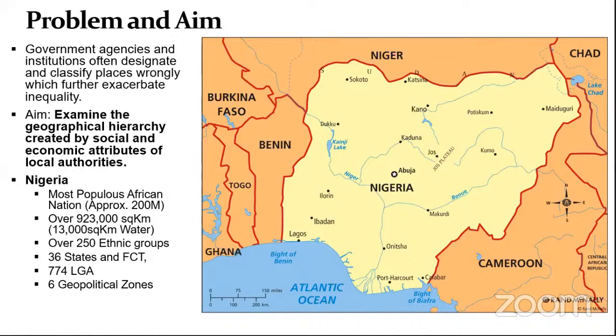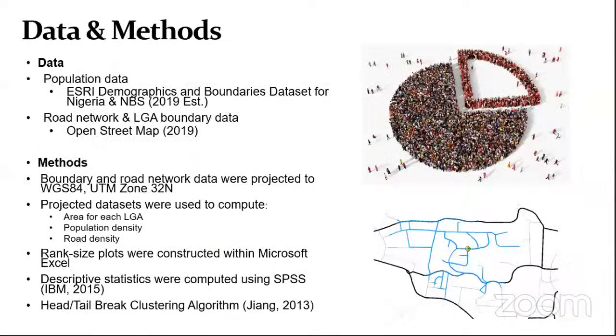Nigeria is the most populous African nation, standing at about 200 million people, with over 250 ethnic groups, and 36 states with the Federal Capital Territory. It is divided into 774 local government areas, and the 36 states and the FCT are further grouped into 6 geopolitical zones. So how did we go about doing this work?